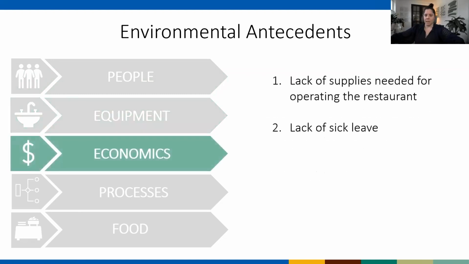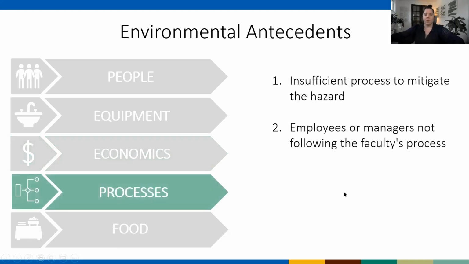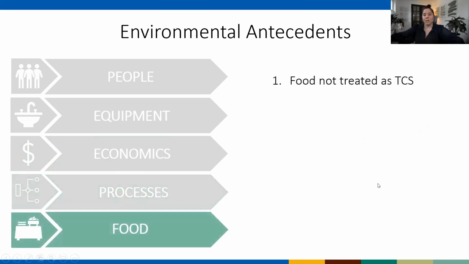For economics, it is lack of supplies needed for operating the restaurant and lack of sick leave. For processes, insufficient process to mitigate the hazard. Employees or managers are not following the facilities process. And then food is not treated as time and temperature control for safety.